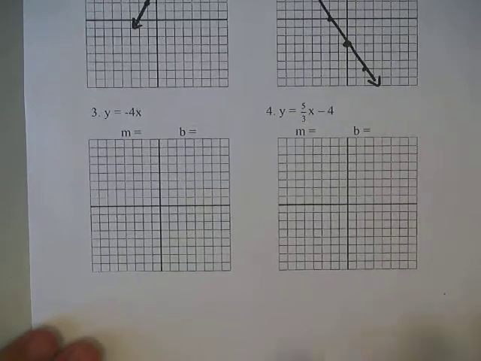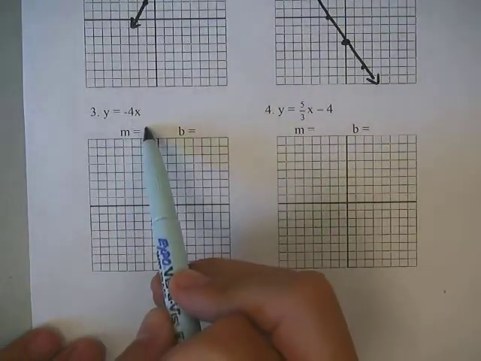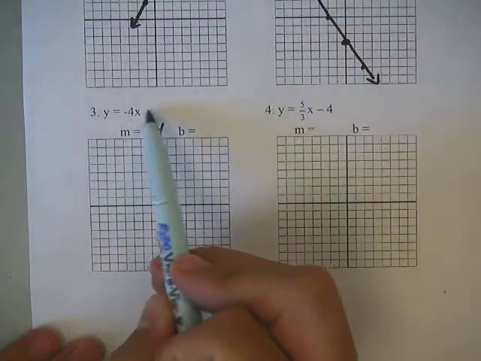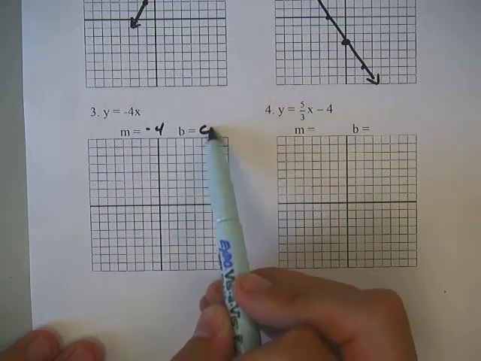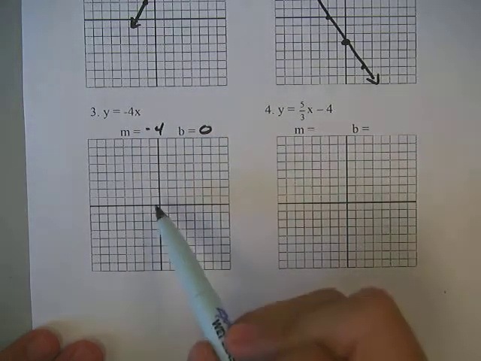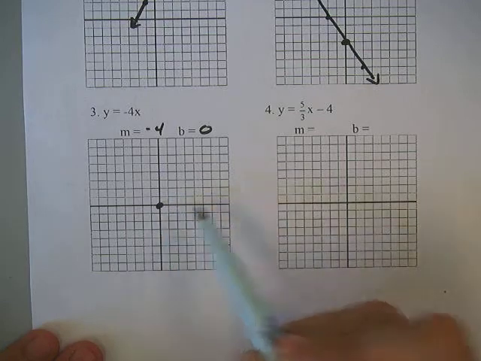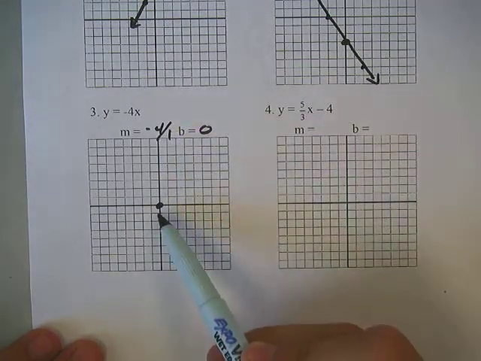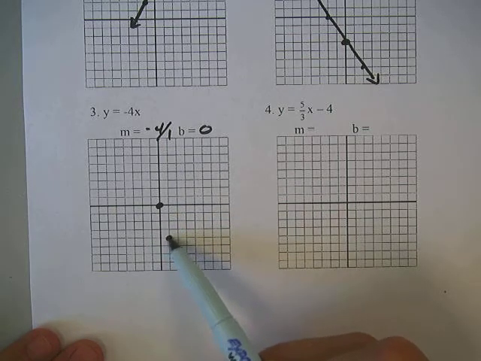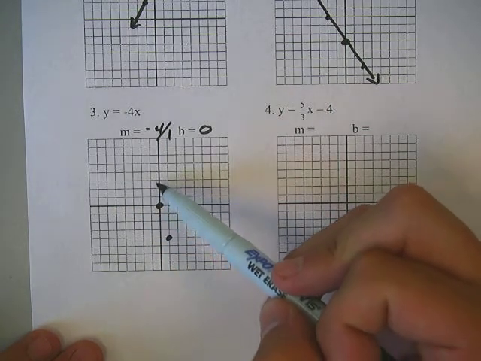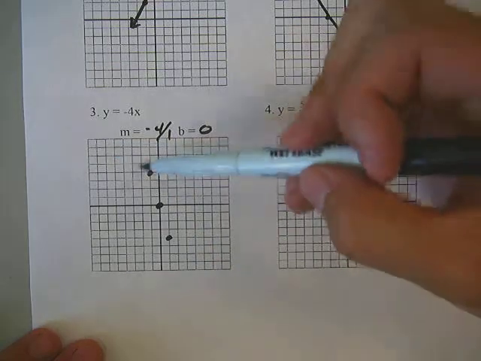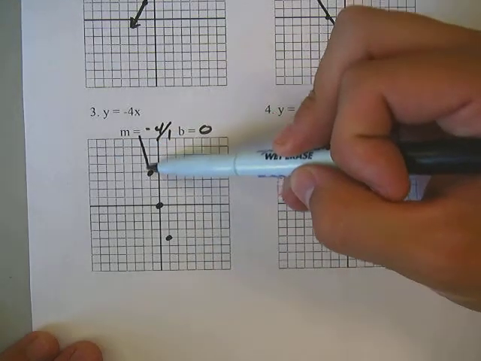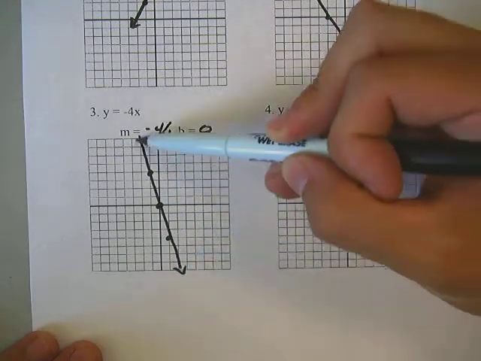Okay, let's look at a couple others here. What about this next one? Here, slope's negative 4. Now, there isn't a b here, so that means it's 0, meaning it crosses the y-axis at the origin. My slope's negative 4, or negative 4 over 1, so I go down 1, 2, 3, 4 to the right 1. Or I could have gone up 1, 2, 3, 4 to the left 1. And I get this really steep line.